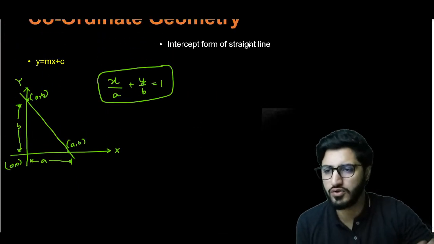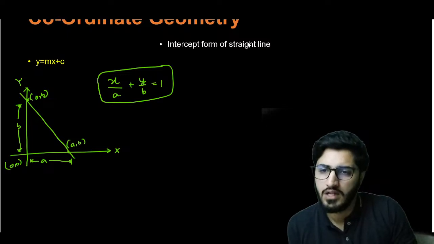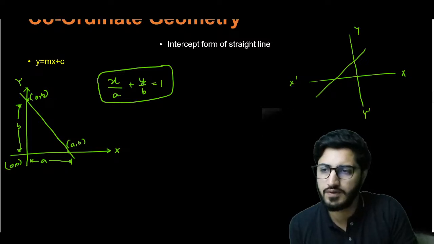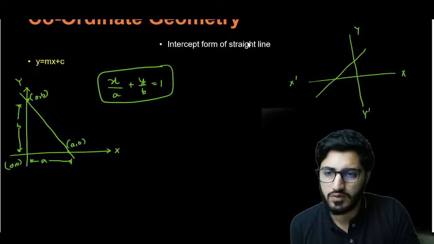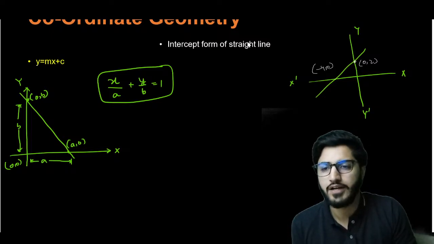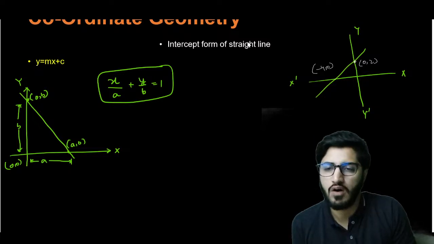We will take up one numerical so that you can have a better understanding. Let us have a numerical like this. This one is x, this one is x dash, this one is y, and this one is y dash. So my points here are 0 comma 2, and this point is minus 4 comma 0. I need to get an equation. How can I write it now?